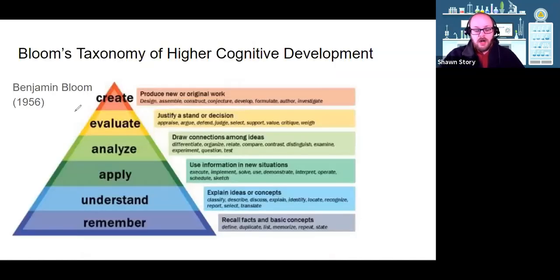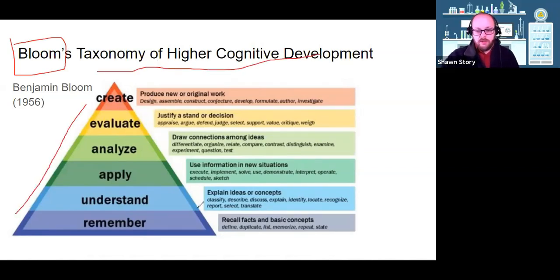Another researcher, again at the end of the 20th century, called Bloom, created Bloom's taxonomy of higher cognitive development. He says that we all as humans go through this process of cognitive skills that we need to have, and they build on top of each other. First, we have to be able to remember information. Then we can understand information and say, oh, I get it, and now I understand it. We can apply information. Now that I know something, I can use it in different fields, different areas.